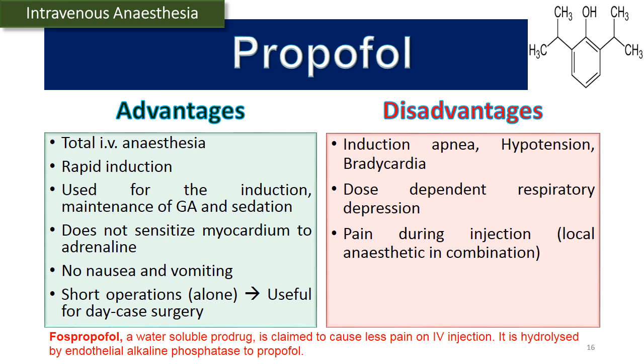There are few disadvantages also. Induction apnea, hypotension and bradycardia could be there. Dose-dependent respiratory depression may be seen in some patients, and pain during injection, which can be managed by administration of a local anesthetic agent in combination. Fospropofol is a water-soluble prodrug which is claimed to cause less pain during intravenous injection, and it is hydrolyzed by endothelial alkaline phosphatase to propofol.